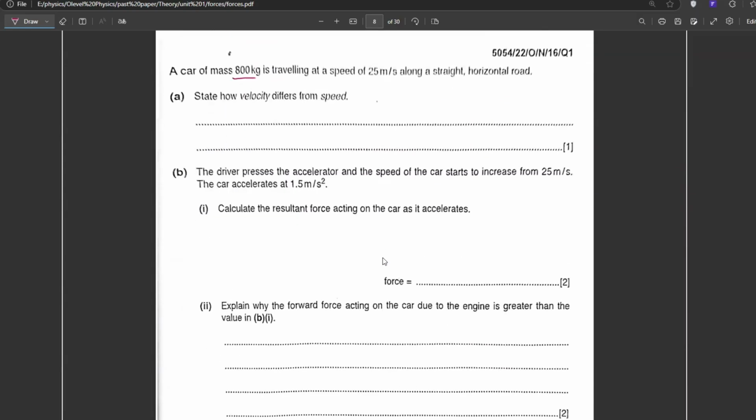A car of mass 800 kg is traveling at a speed of 25 m s^-1 along a straight horizontal road. State how velocity differs from speed. Velocity is a vector quantity. Hence, it has a magnitude and direction both.